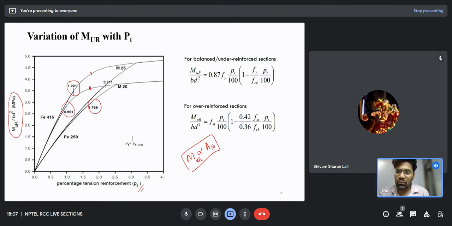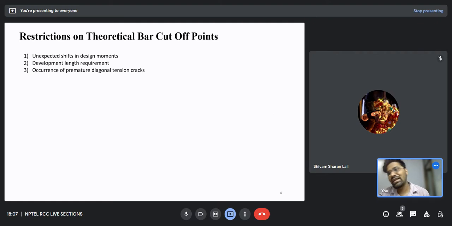Okay, so now let's see what we have in the next slide. Here I have mentioned the various restrictions on theoretical bar cutoff point, why we cannot directly cut off the bar at the point where I want the bars to be equal to the reduced moment. So the first reason is the unexpected shift in the design moment.